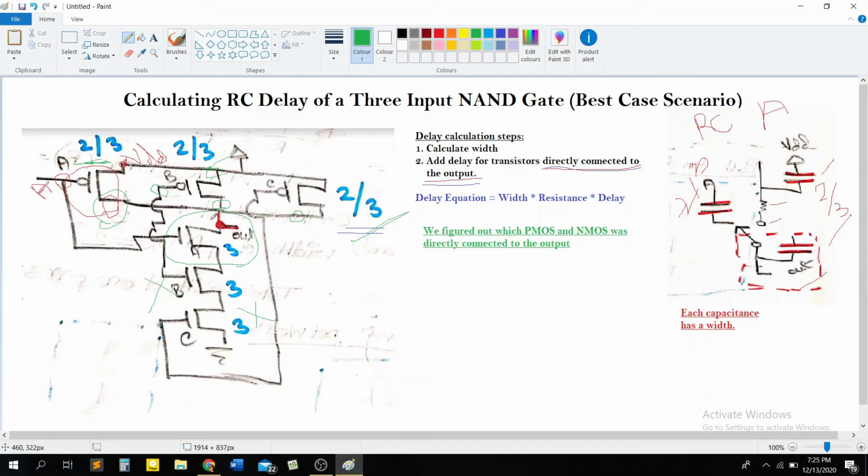And finally, for this NMOS, let's take a look. The gate capacitance is connected directly to the input A. And remember that this is the drain for an NMOS and this is the source. So the source capacitance is not connected to the output, only the drain is connected. And from our previous calculations, we understood that every capacitor of an NMOS in this NAND gate best case scenario will have a width of 3. So what is our final calculation?